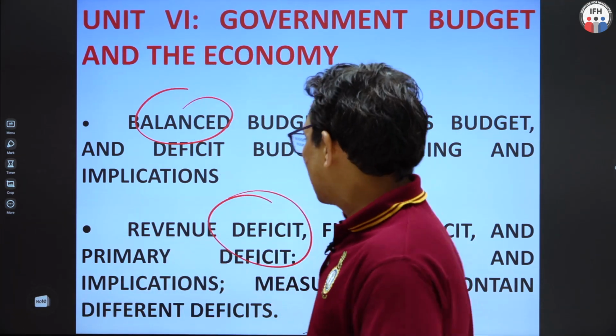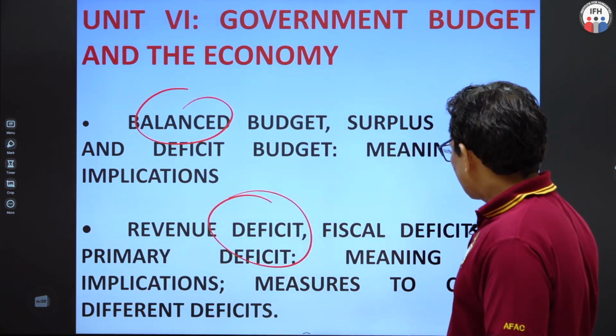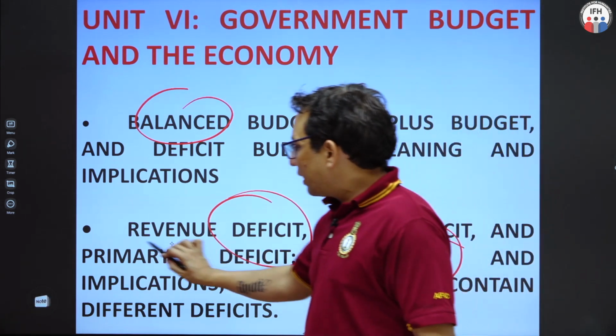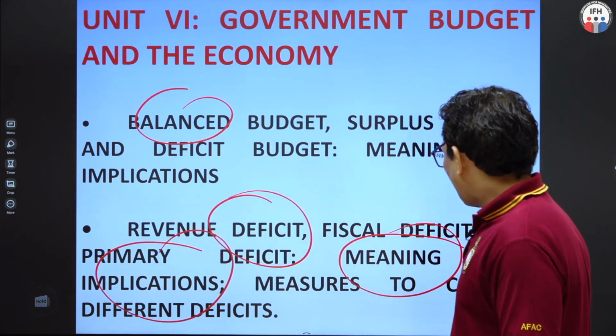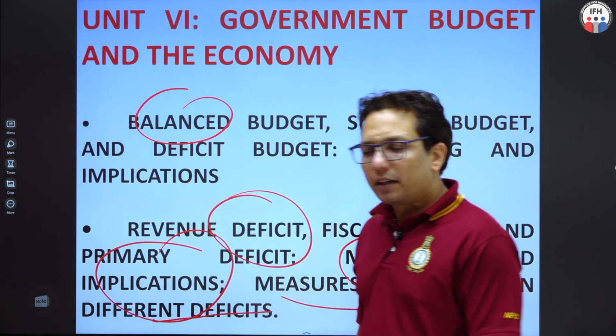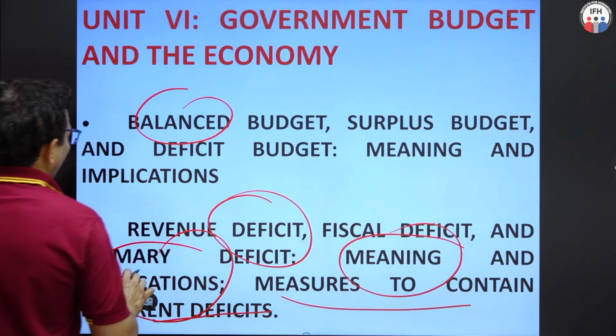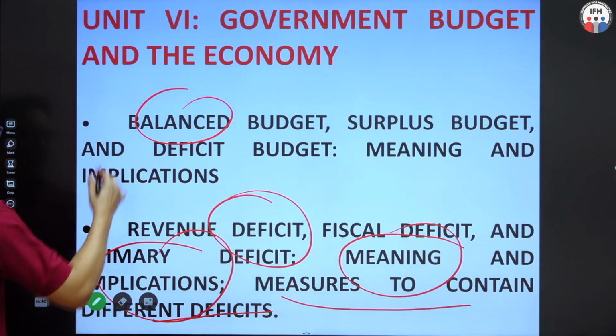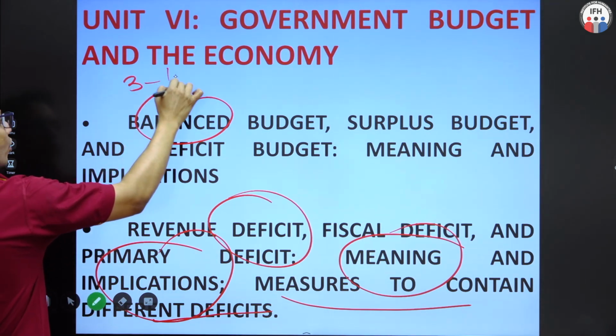What all these deficits do we have? What's the meaning of these deficits? What are the implications of these deficits? And how to contain these deficits? It is also a very, very important part. Again, from this budget chapter, I am expecting 3 to 4 questions.